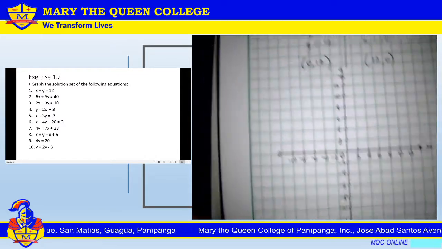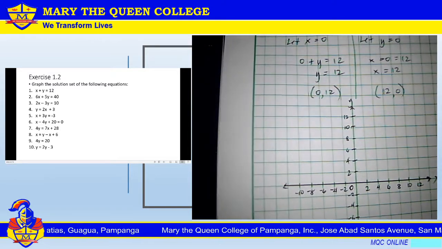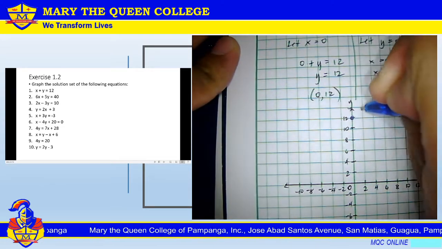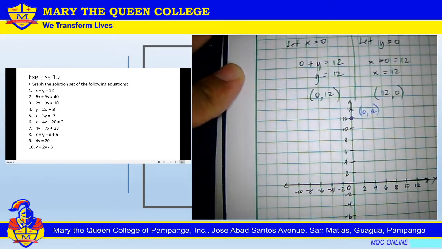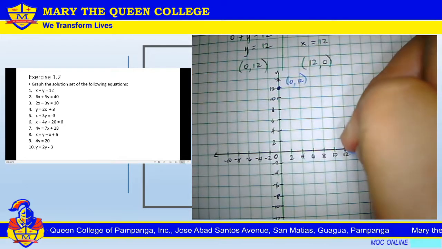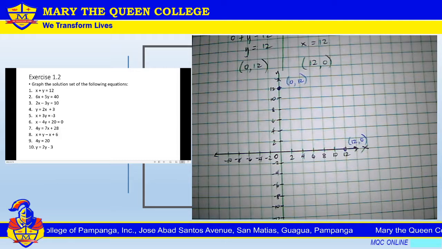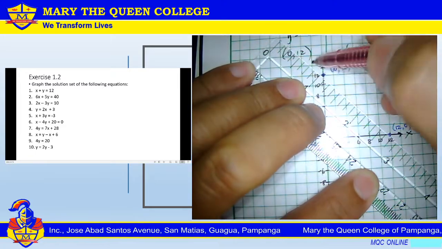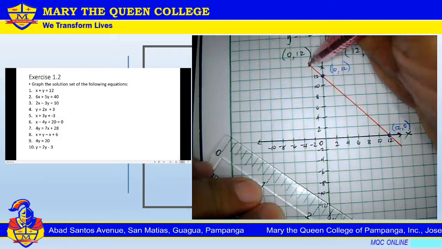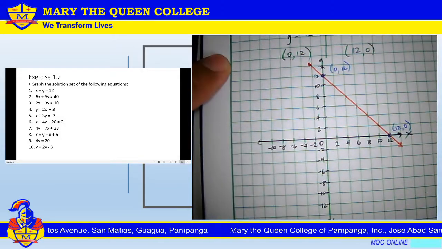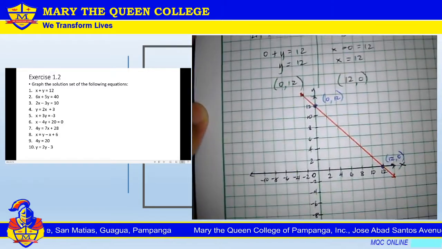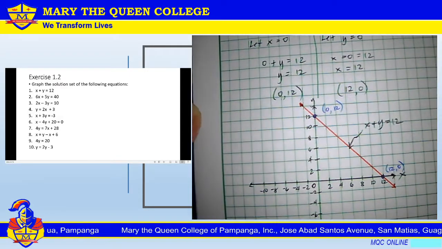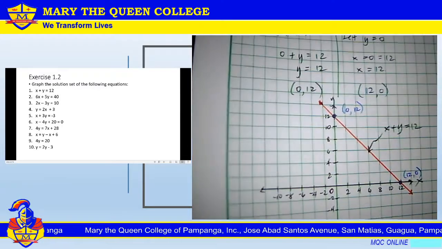Okay? So again, going back to our set of points, we have 0, positive 12. So 0 for x, 12 for y. So it is here. So this is 0, positive 12. And then we have 12, 0. It is here. And then connect these points with the straight edge ruler. That's it. So you will have now a straight line, and you can now label it according to our given. So this is x plus y is equals to 12. Okay, so this is the graph of x plus y is equal to 12.